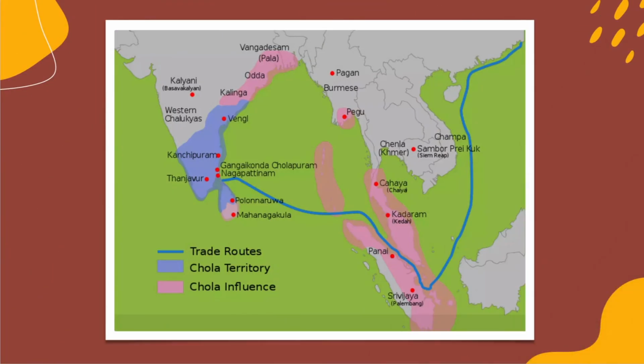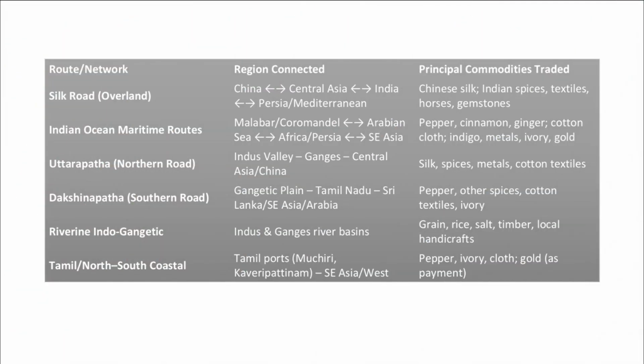This is an interesting map which shows how the Chola Empire expanded, their influence, and the maritime trade routes adopted by them to trade across Southeast Asia. This is another table which shows the Silk Route and the regions connected by these primary routes and the commodities traded. Kindly note that the Silk Road, Indian Ocean maritime routes, Uttarapatha, Dakshinapatha, the riverine Indo-Gangetic route, and Tamil Nadu and North-South Central routes have also been mentioned, along with the regions that were connected by them, as well as the principal commodities that were traded.